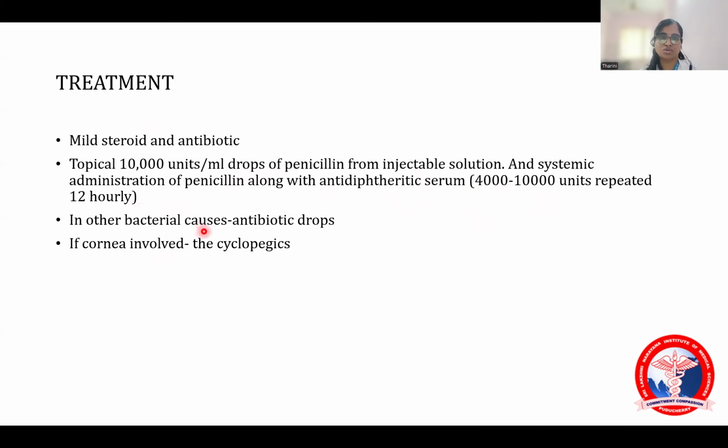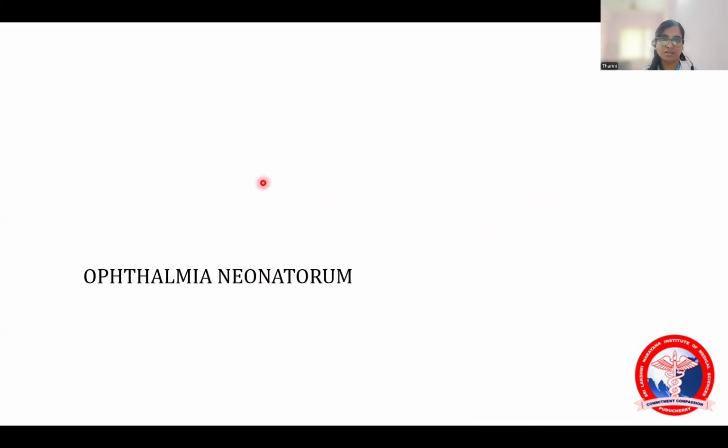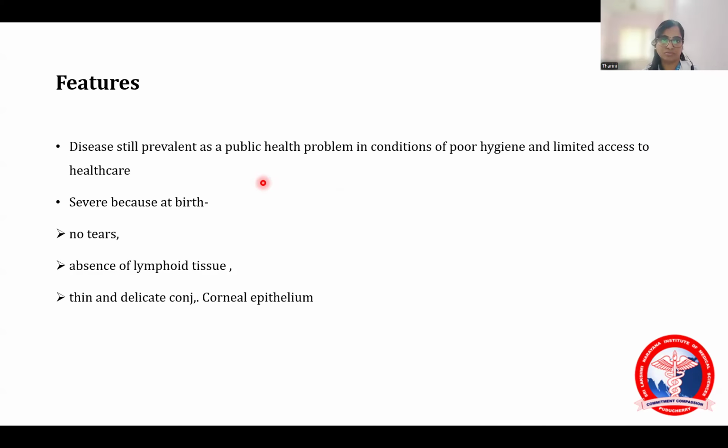In other bacterial causes, we have to start antibiotic drops, and if the cornea is involved, or any uveitis is there, then we have to give cycloplegics. Then, one other important condition is ophthalmia neonatorum. This disease is still prevalent as a public health problem in conditions of poor hygiene and limited access to healthcare.